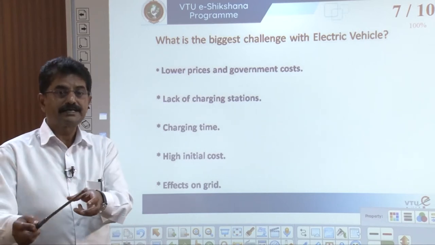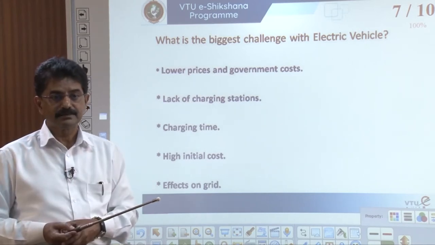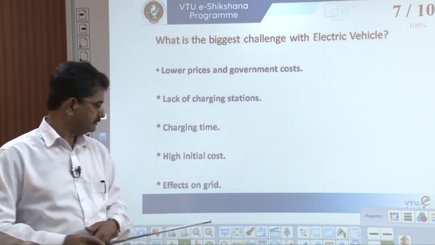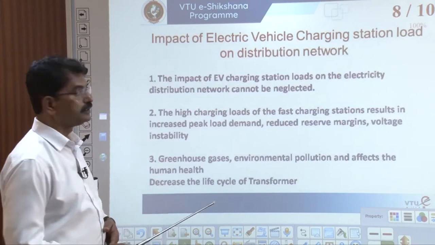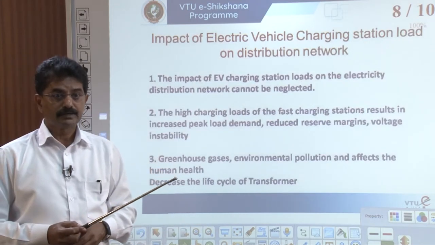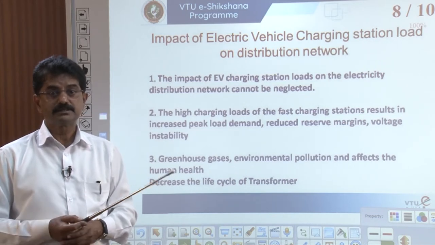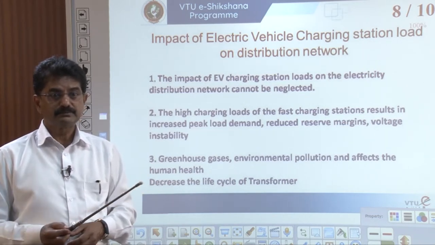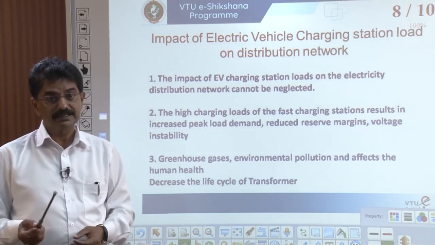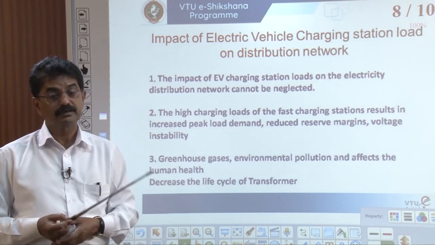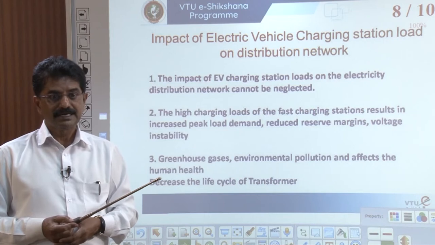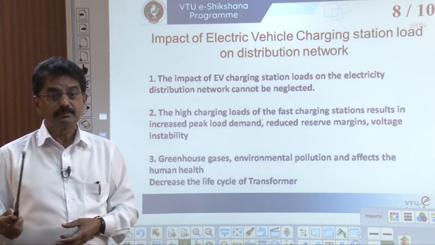When all the electric vehicles are put into a charging condition, there is a variation, there are spikes that take place in the electric grid. Impact of electric vehicle charging station load on the distribution network. The impact of electric vehicle charging station loads on the electricity distribution network cannot be neglected. The variation in the electricity while charging cannot be forgotten. The high charging loads of the fast charging stations result in increased peak load demand.